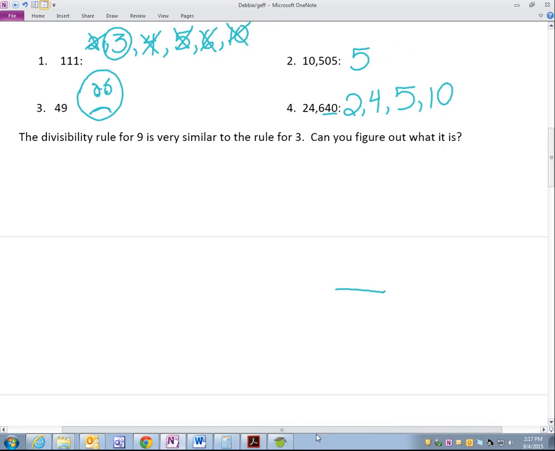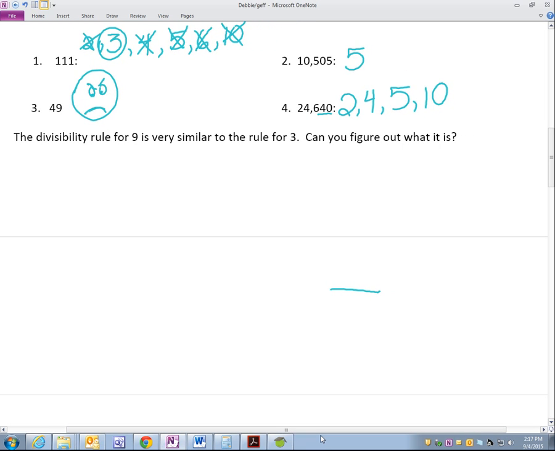Now, as it says here, the divisibility rule for 9 is very similar to that of the rule for 3. Can you figure this out?